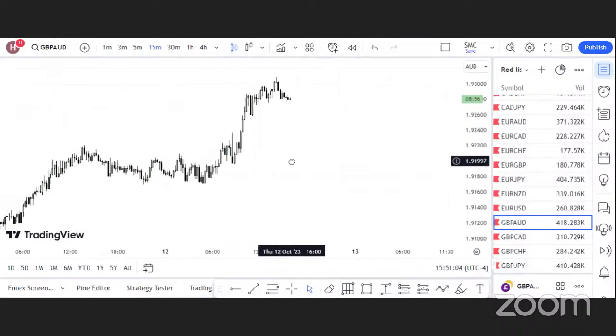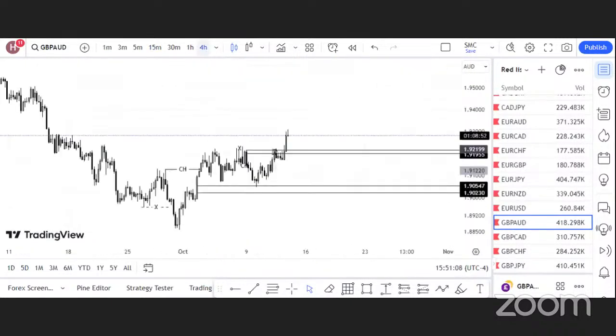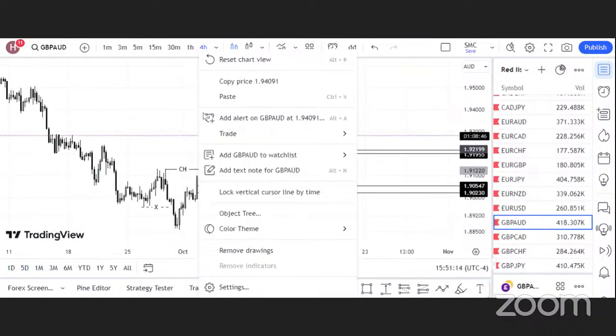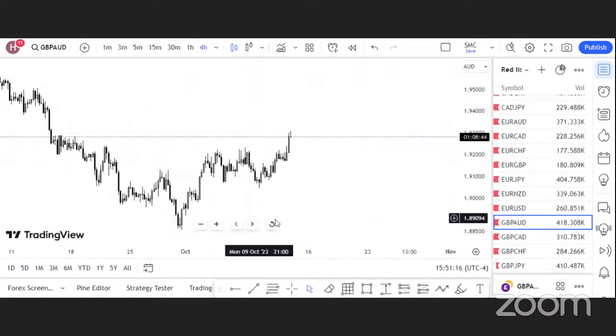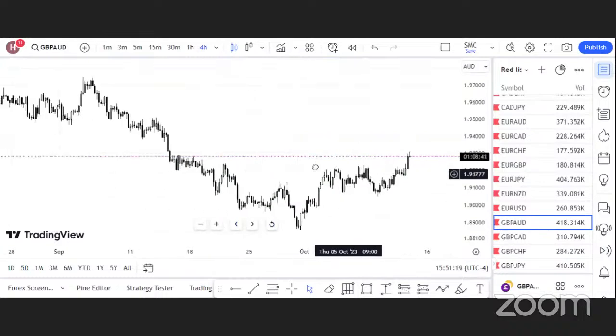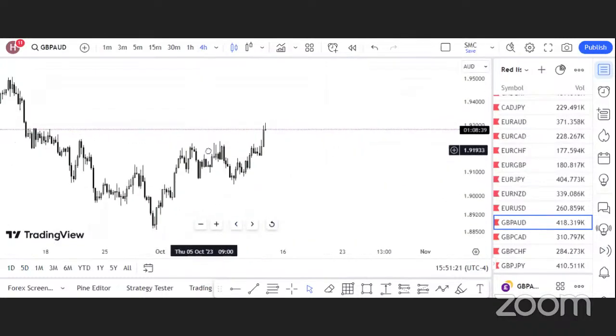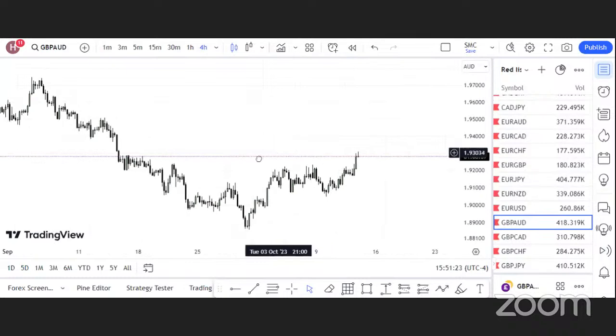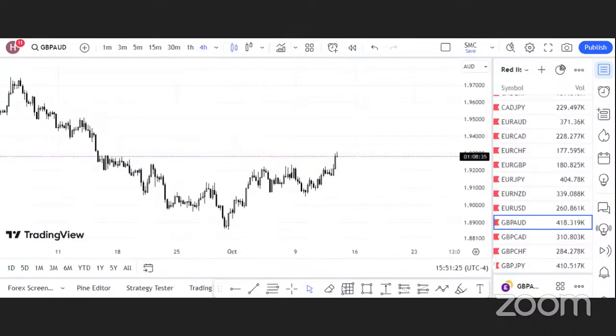So we have GBP AUD. Let's do this the way I love to do my analysis. First of all, I love to make analysis from the higher time frame. I take my analysis from the higher time frame, and then go to the lower time frame to take my entry.